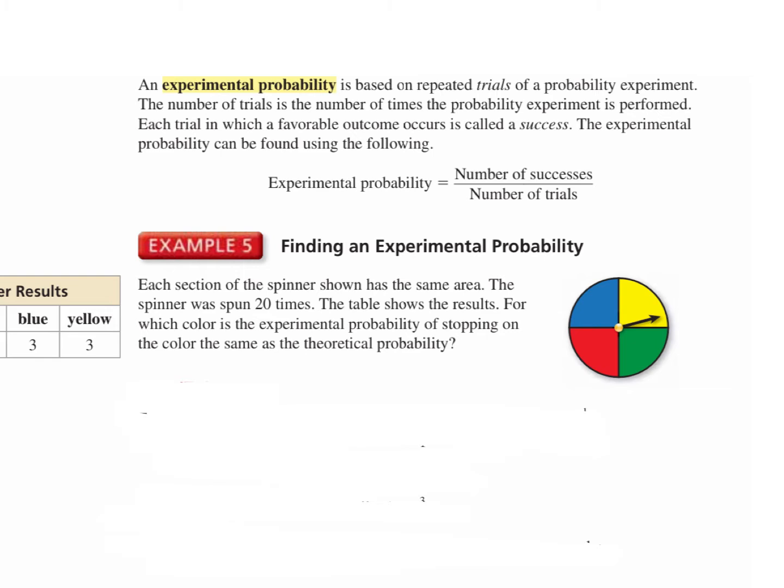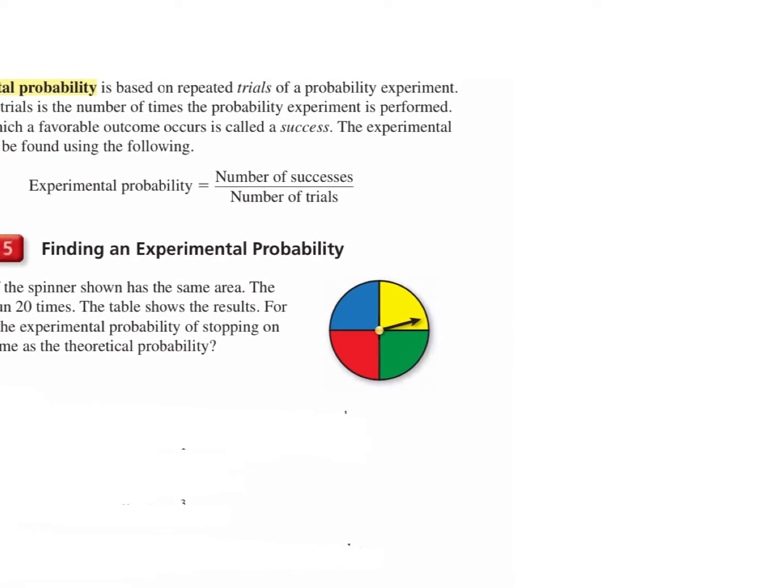The experimental probability can be found using the following: number of successes over the number of trials. So it's pretty similar to what we did yesterday when we had what we want over the total. It's just the number of successes over the amount of trials that we have.